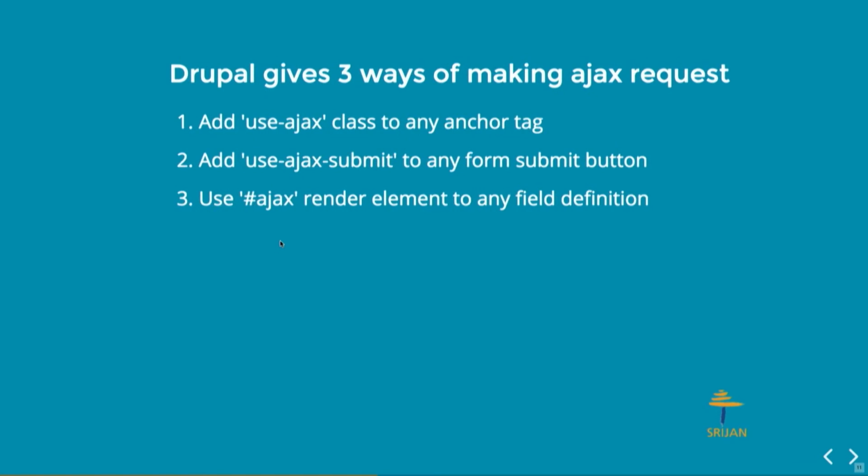The simplest way is to add the useAjax class to any anchor tag. If you have an anchor tag on a page, and it has the useAjax class, then when the user clicks on that link, it's going to make a request by Ajax on the href of that anchor tag. On that path, it's going to actually make the Ajax request rather than following that path.